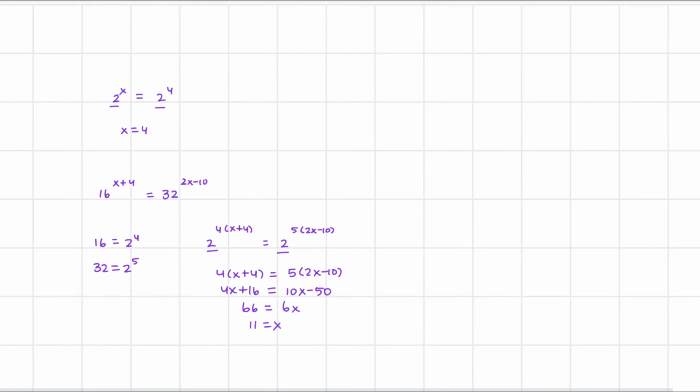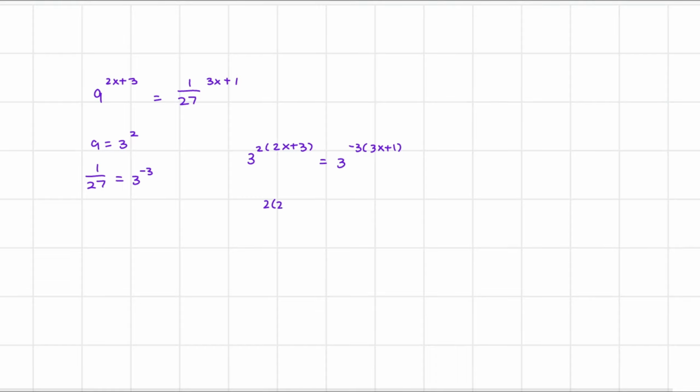Let's do another problem. What if you had 9 to the power of 2x plus 3 is equal to 1 over 27 to the power of 3x plus 1? 9 is just 3 to the power of 2, but 1 over 27, remember 27 is equal to 3 to the power of 3, and because you're in a fraction, you will be finding the reciprocal of 27. So if 27 is 3 to the power of 3, then 1 over 27 is equal to 3 to the power of negative 3. 3 to the power of 2 times 2x plus 3 is equal to 3 to the power of negative 3 times 3x plus 1.